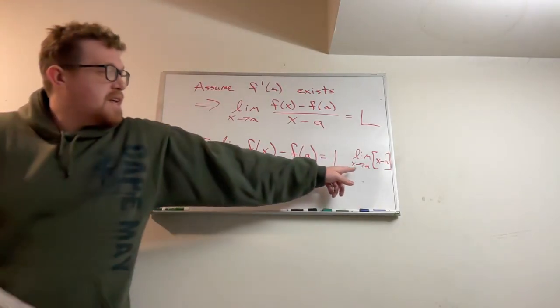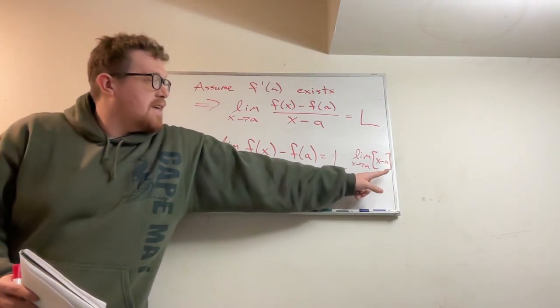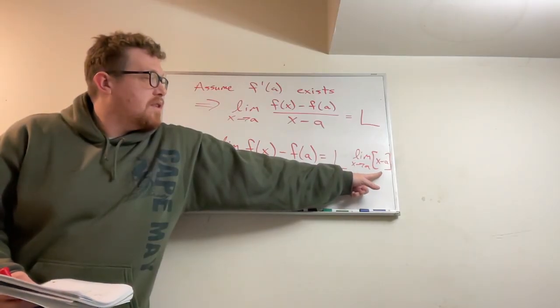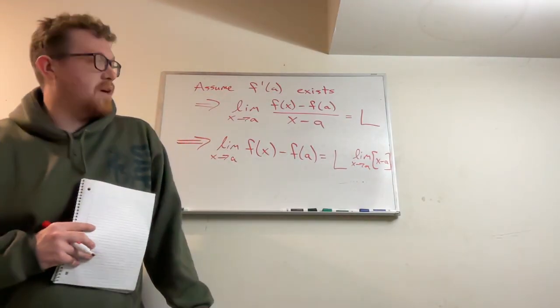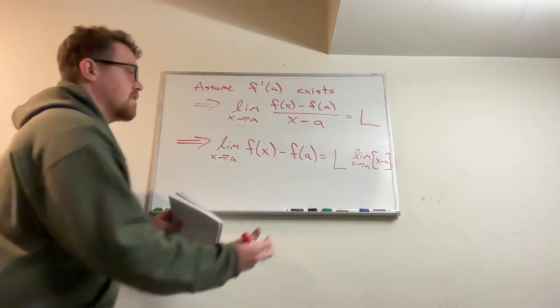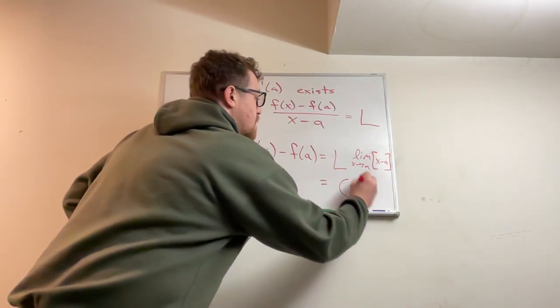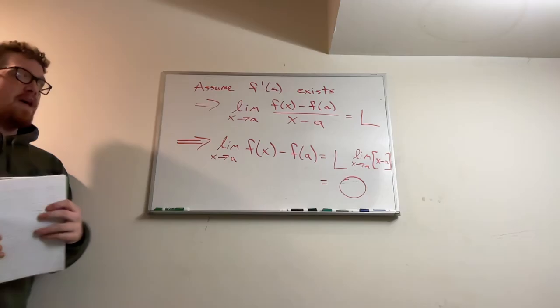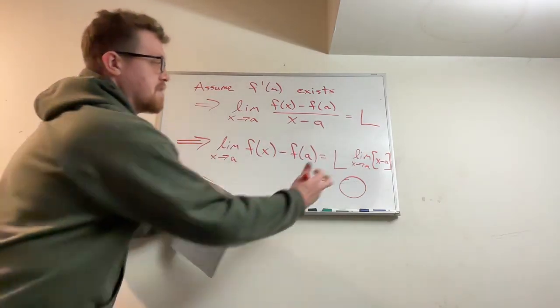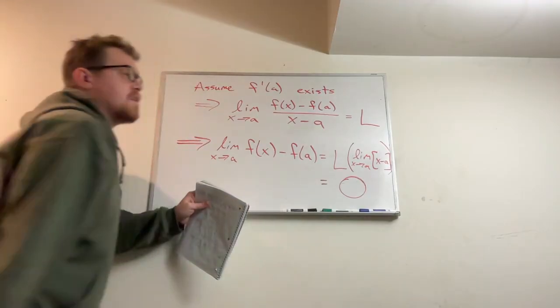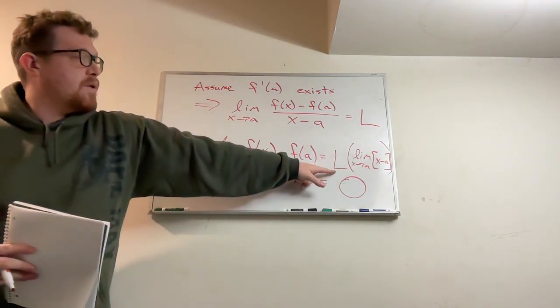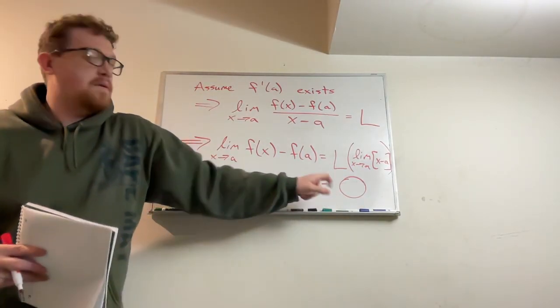Right, but the limit as x goes to a of x minus a is just a polynomial in x, right? a is a constant, so we can just plug in a here, but a minus a is 0, so this whole thing is 0. Any number times 0 is 0, right? This is multiplication here. So whatever that limit was, times 0 is 0.